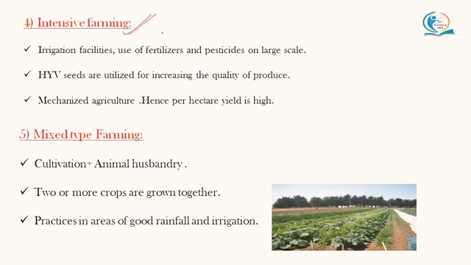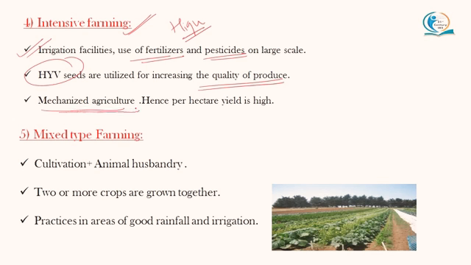Intensive farming. The name itself states that it is farming that results in high output or high productivity because of usage of enormous fertilizers and pesticides. They also utilize the irrigation facilities which are lacking in other types of farming. They also use high yielding varieties of seeds which increase the quality of their produce. They totally depend on mechanized agriculture, that is they use machines from tilling the land till harvesting the crop. So everything is mechanized instead of manual labor. Here the per hectare yield is very high.